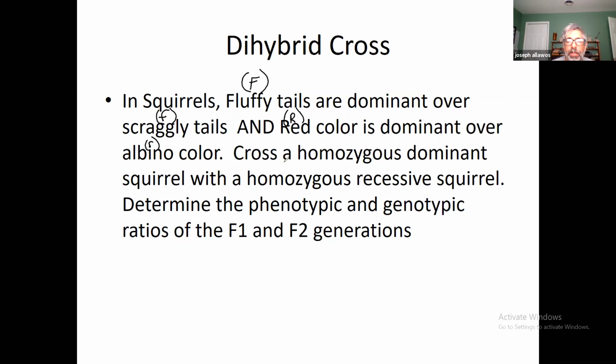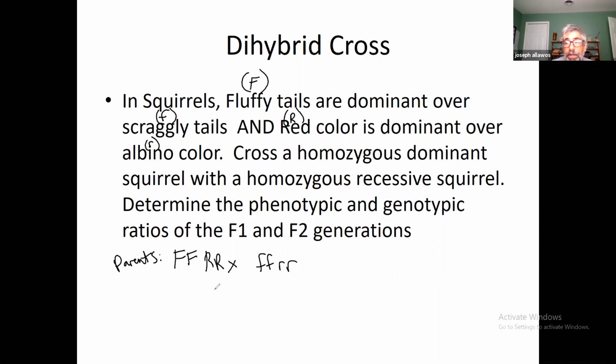Okay. Let's take the homozygous dominant squirrel. If it's homozygous dominant for the tail trait, what's its genotype? Well, homozygous means 2 of the same, dominant means they're uppercase. So we're going to cross a big F, right? And then it's homozygous dominant for the other trait, and red is dominant. So we're going to cross a big F, big R, with a homozygous recessive squirrel. So homozygous recessive for both traits, little f, little r, little r. So there's our parents, right? We determined our parents.